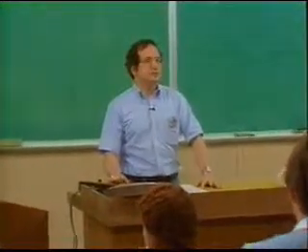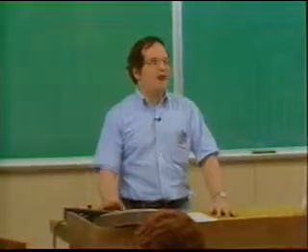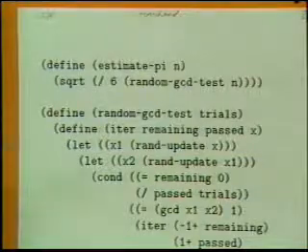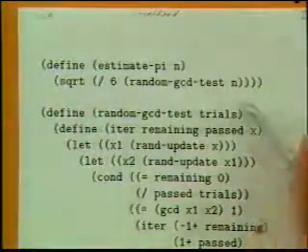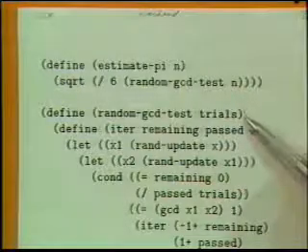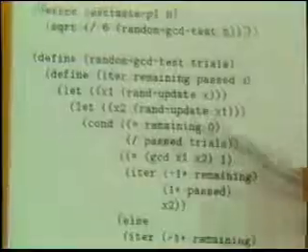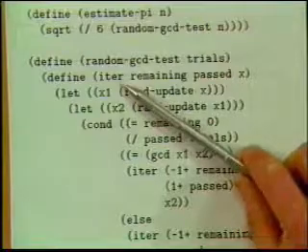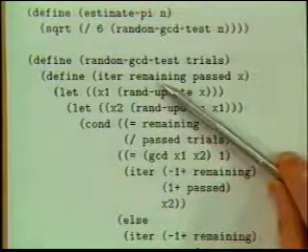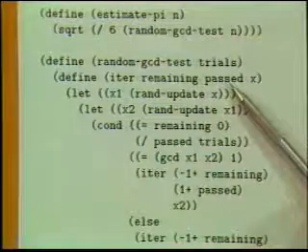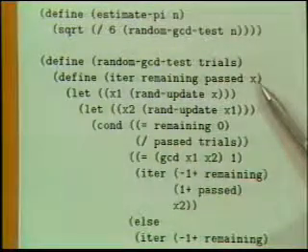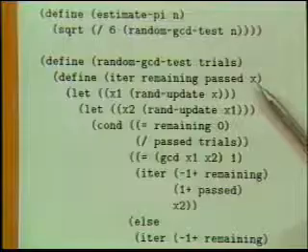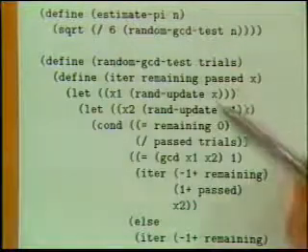Well, let's start at the beginning. The estimate of pi looks sort of the same. What I'm doing is I take the square root of 6 over the random GCD test applied to n, whereas that's what this is. But here we're beginning to see something funny. The random GCD test of a certain number of trials is just like we had before, an iteration on the number of trials remaining, the number of trials that have been passed, and another variable x. What's that x? That x is the state of the random number generator.